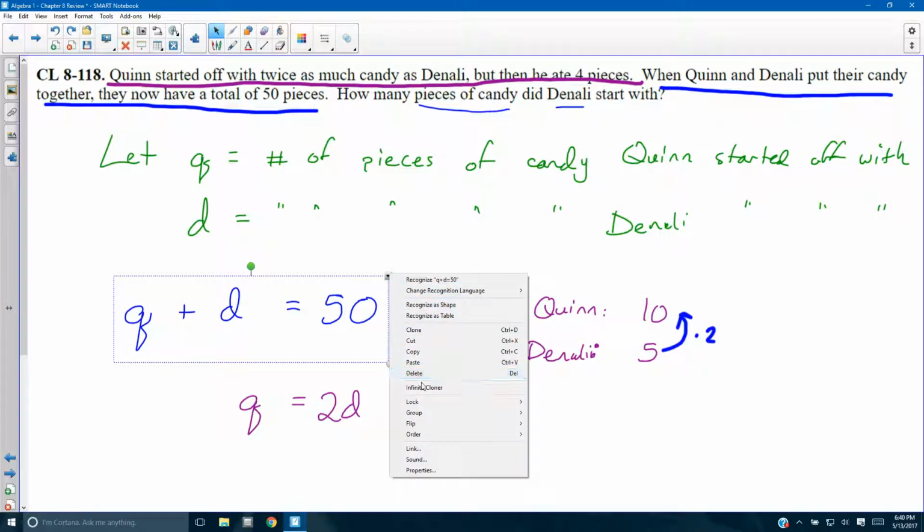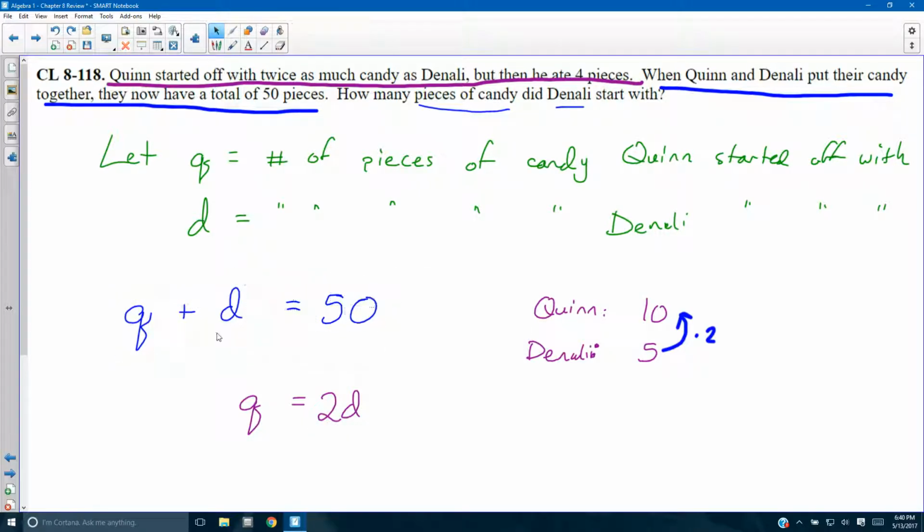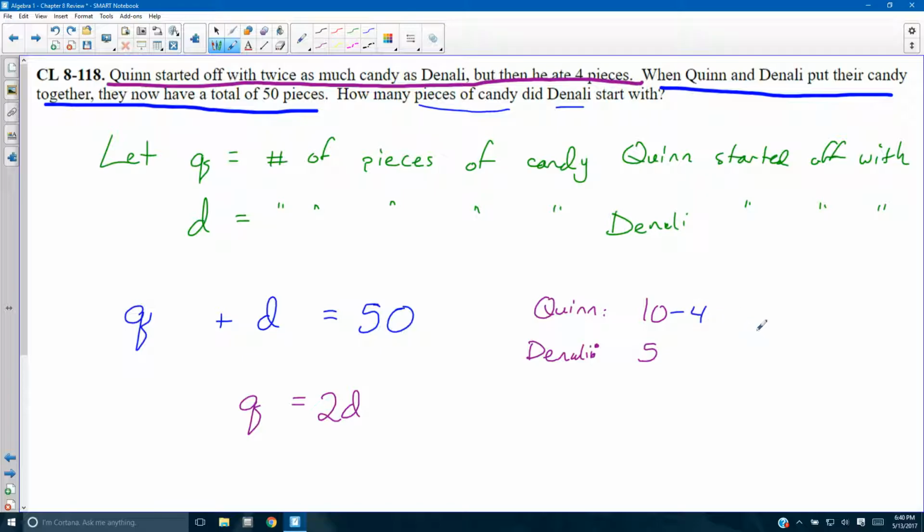What I'm going to do is take Q, and what if Quinn ate 4 pieces of candy right here? See these 10? What if Quinn ate 4 of them? How many would he have left? I know you know the answer. The question is, how do you get it? You take the number of pieces of candy he started off with, and you subtract 4 from it. Then you're left with 6. Now remember, these aren't the real answers. The point is, you can use real numbers to help make sense of what you're doing. So what I'm going to put right here is Q minus 4.